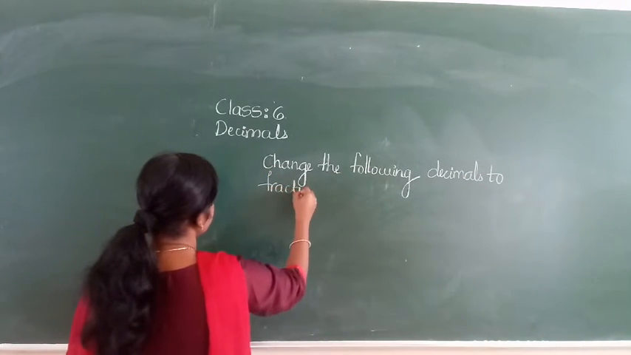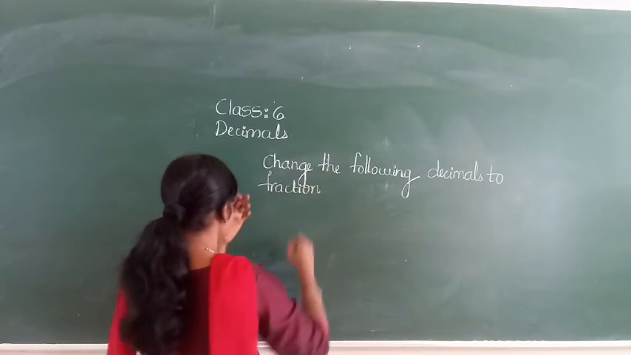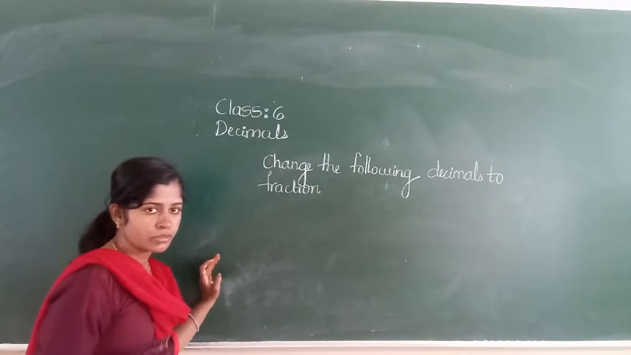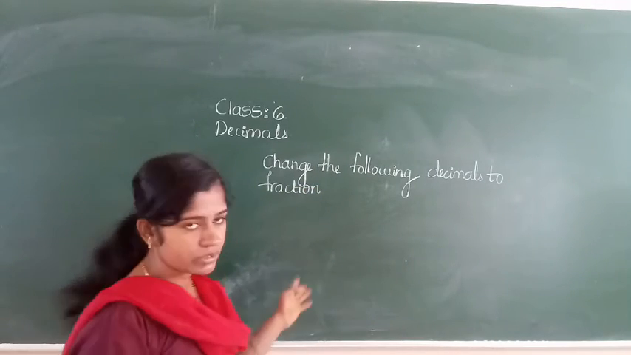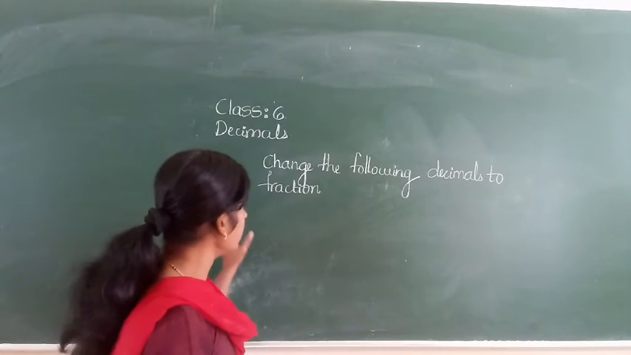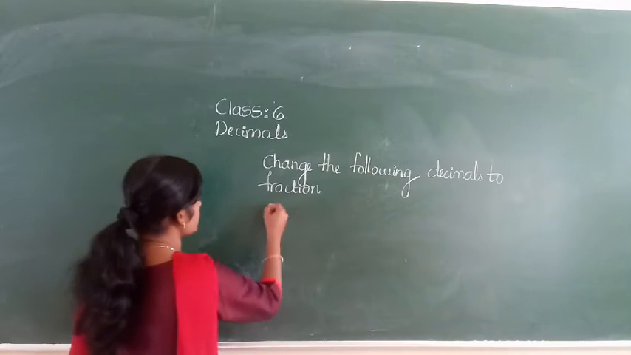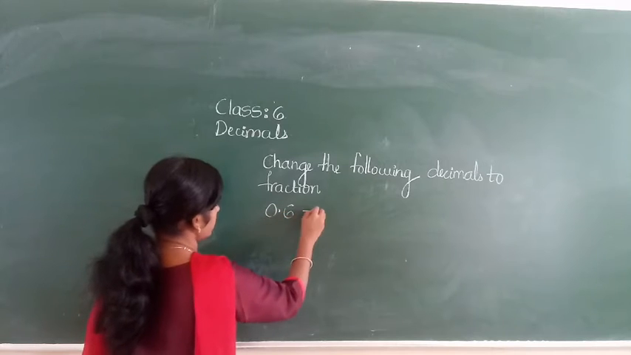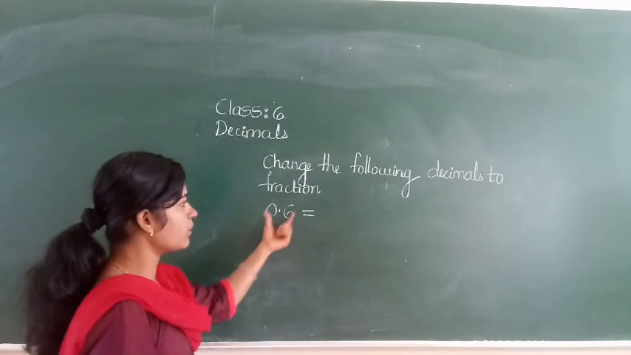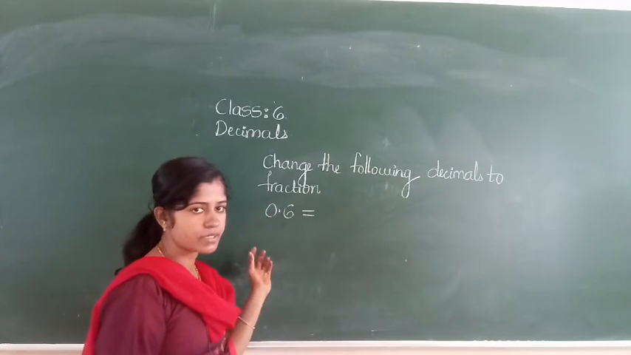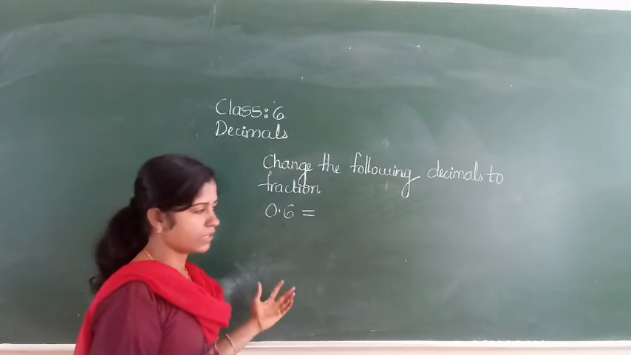Already you have learnt this in previous classes. This lesson was there in class 4, class 5, and you are learning this in 6th also. Okay, then see here 0.6 is there. The question is decimals to fractions. In previous classes you have studied fractions.